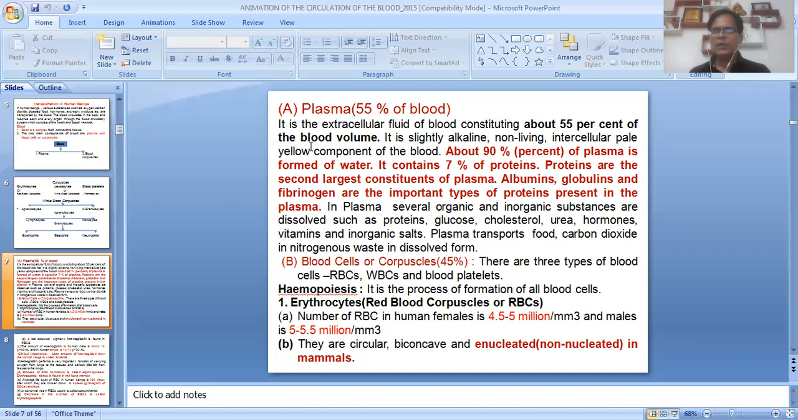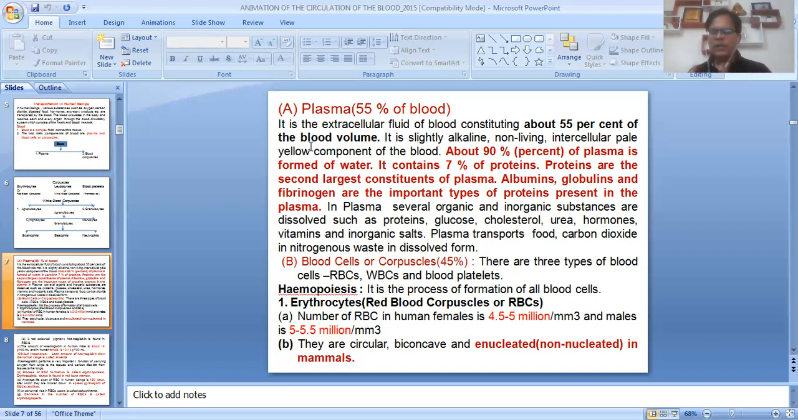Now I'm telling you about blood corpuscles, 45%. As I told you, blood is made up of plasma and blood corpuscles. 55% is plasma, while 45% is blood corpuscles, right? So whenever we talk about blood corpuscles, my dear friend, it's very interesting. You have great interest in this.